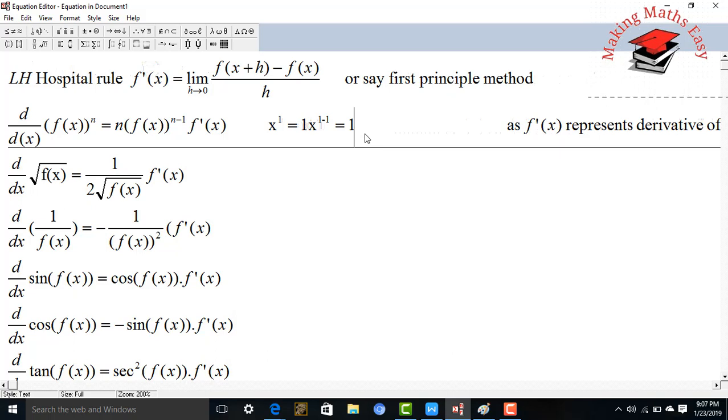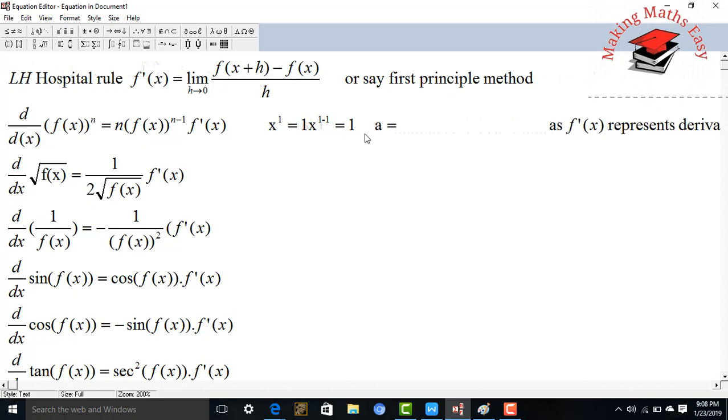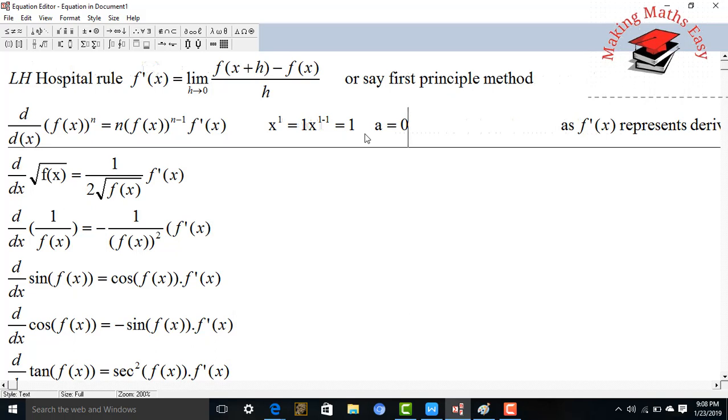And one more thing: the derivative of any constant number, let's say we have to find the derivative of a. The derivative of a is equal to 0. The derivative of any constant number is equal to 0. Remember this: the derivative of x is equal to 1 and the derivative of any constant number is equal to 0. Let's come to another formula, the derivative of square root of f of x.